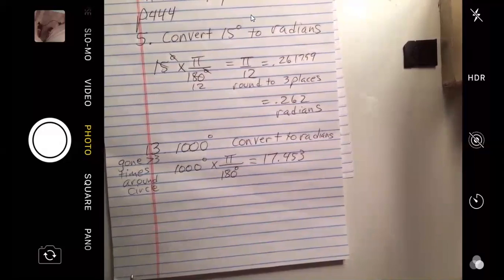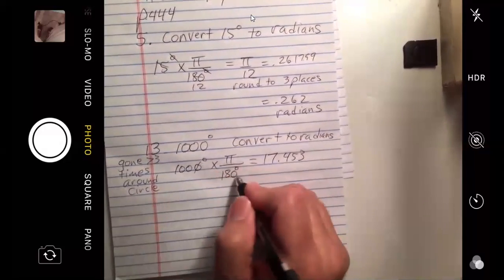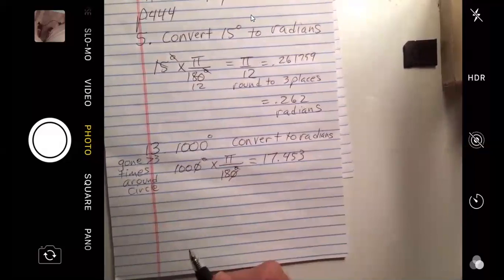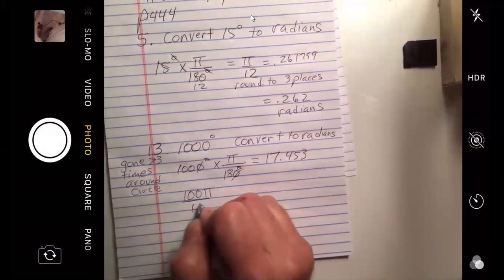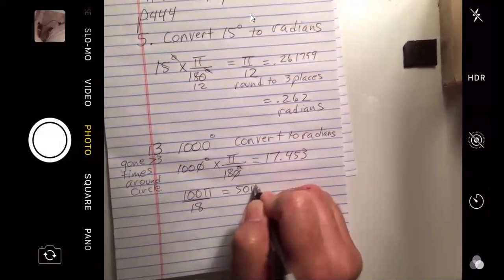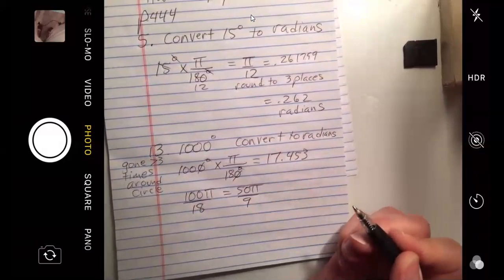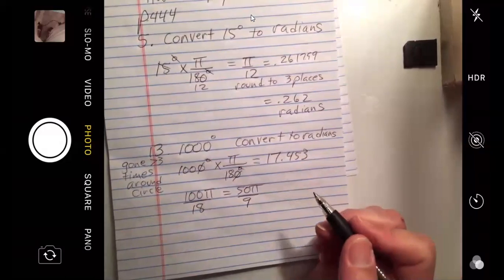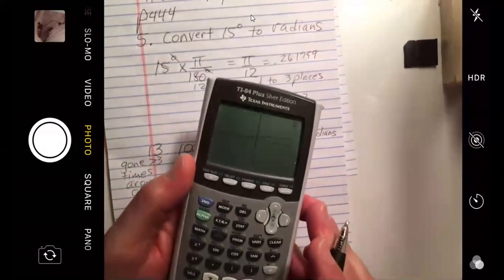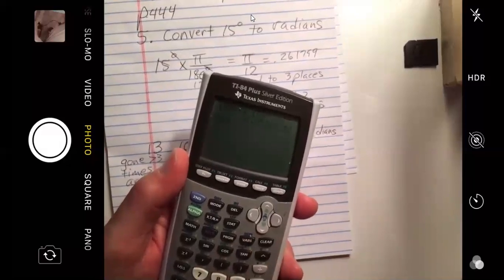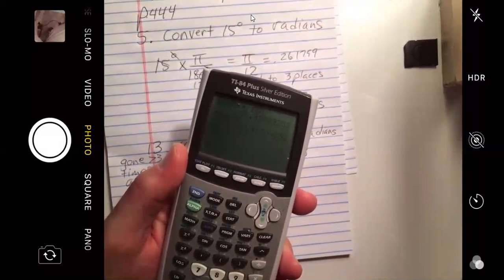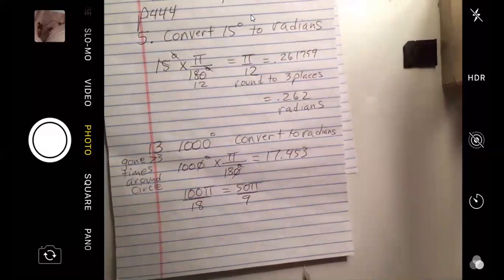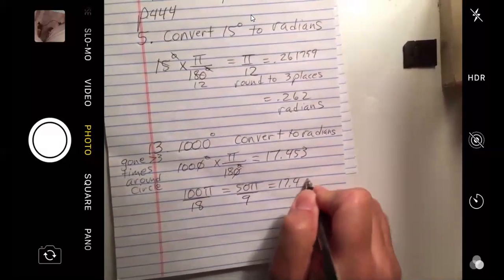If you wanted some sort of fraction of pi, you could cross off a 0 here, cancel the degrees. You'd have 100 pi over 18. That would be 50 pi divided by 9. It's as low as you're going to get it. If you wanted to double check, convert that, 50 pi divided by 9, and there's your same answer, 17.453.